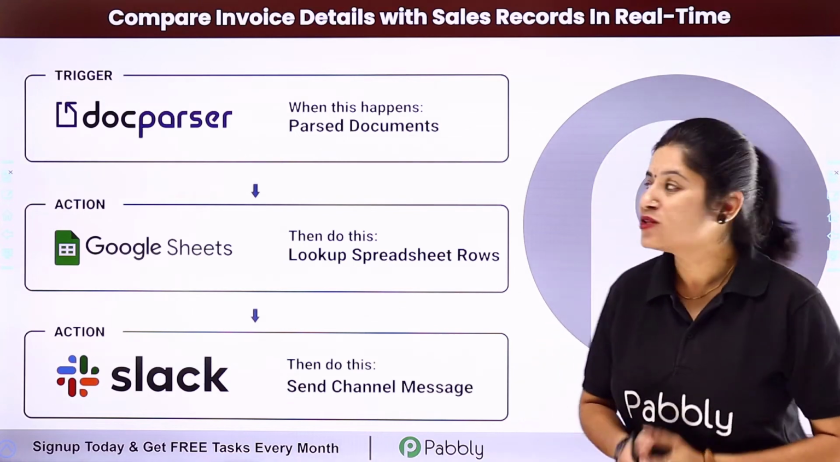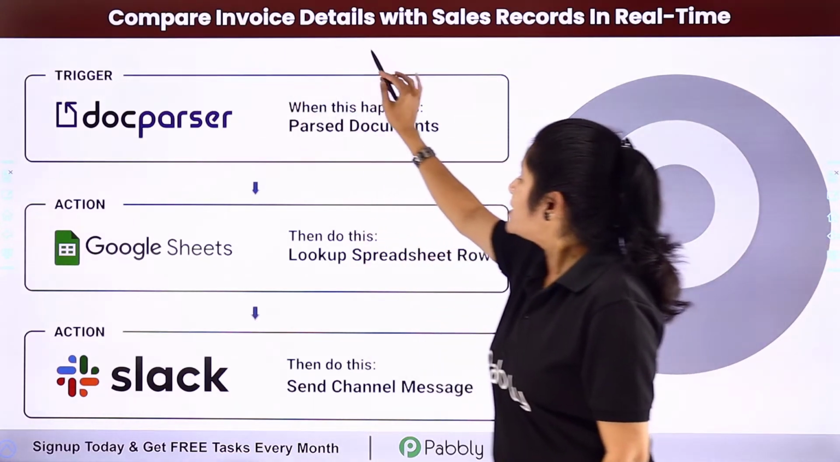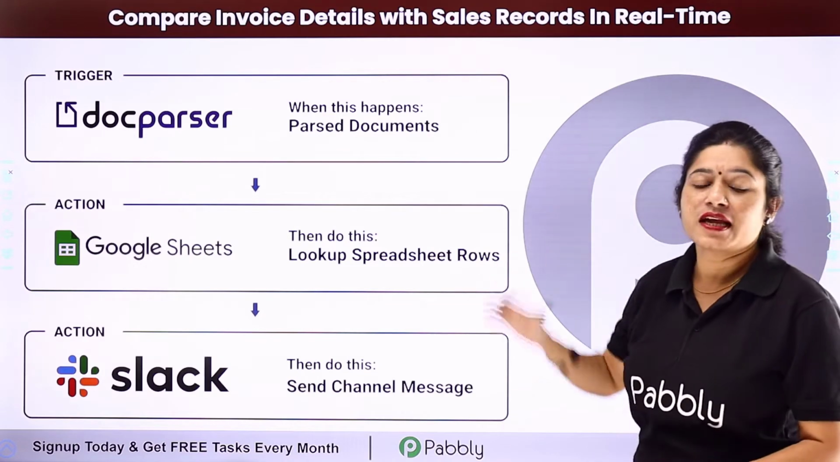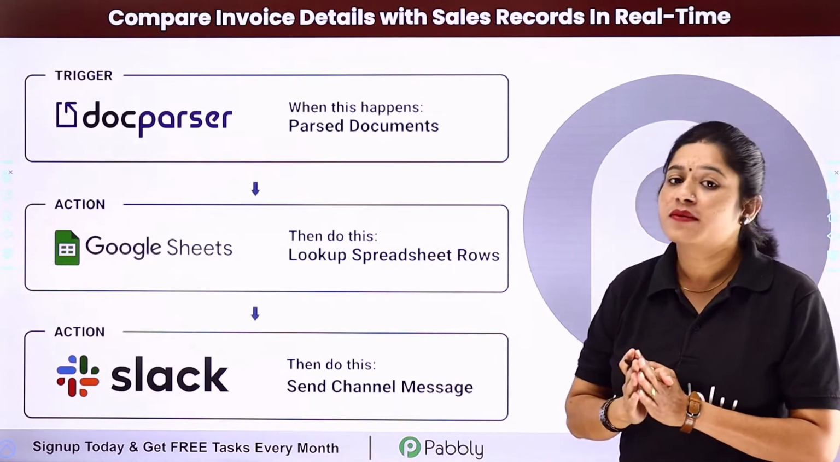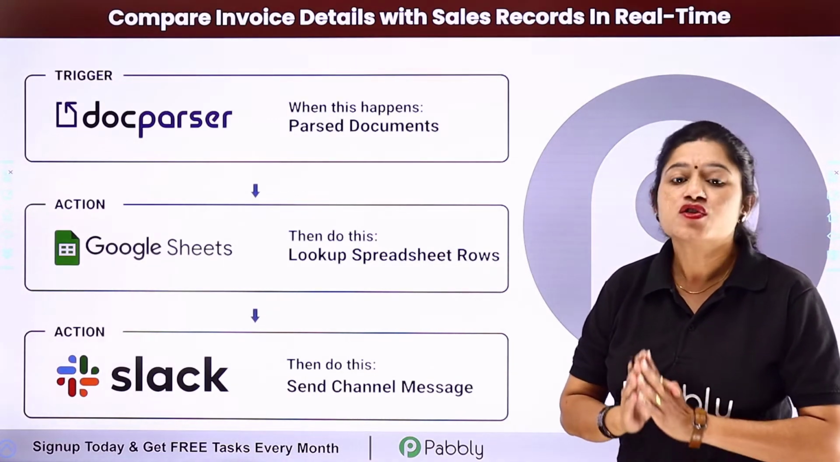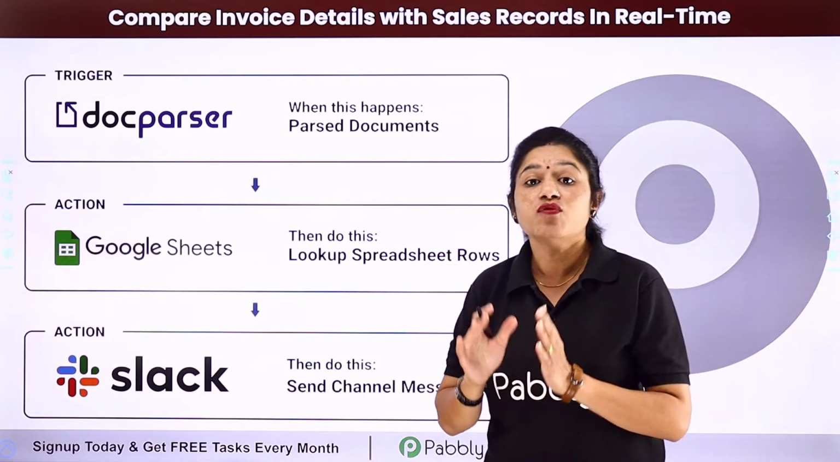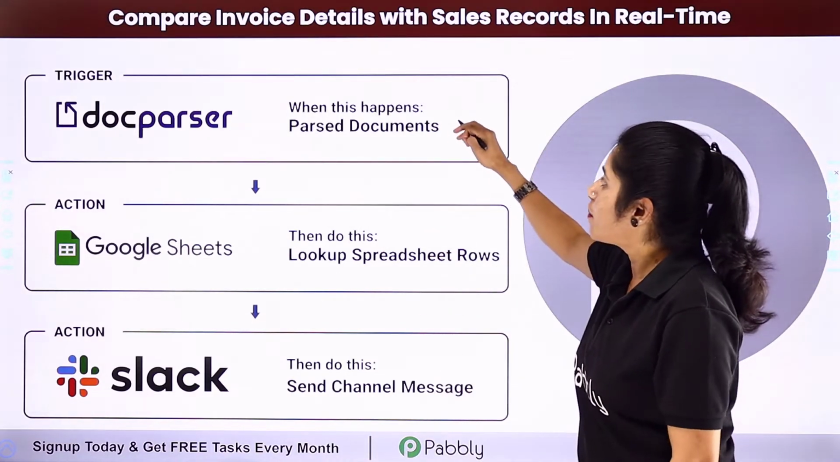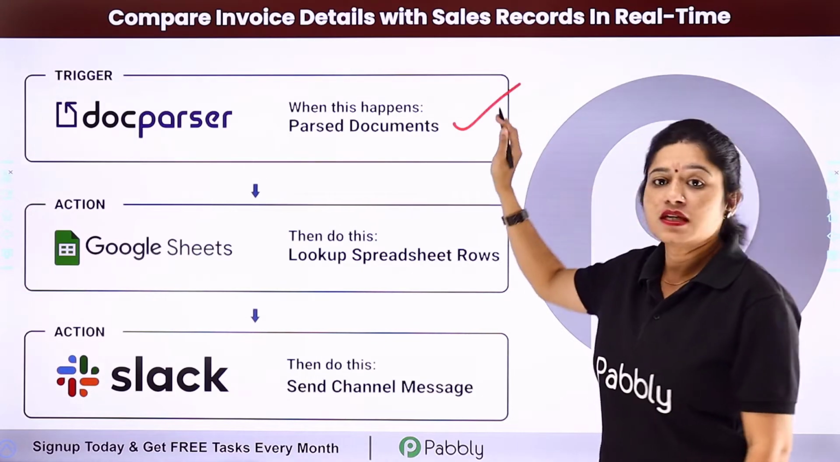In this video, we are going to learn how you can compare invoice details with sales records in real time. So your accounts team has created some invoices in the PDF format. First of all, we are going to extract the invoice details from the PDF using DocParser. We are going to just parse the documents.